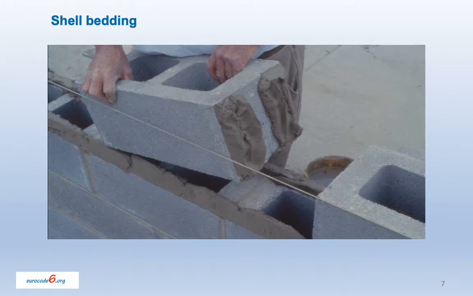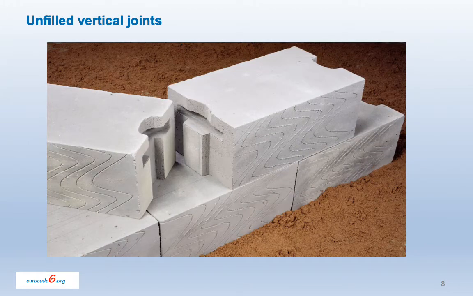Here, two core hollow blocks are being laid using shell bedding in which the mortar joint is not continuous through the thickness of the wall. Design information is provided in Eurocode 6 for this form of construction, although in the UK, masonry is invariably laid with a full bed of mortar. In parts of Europe, it is not usual to fill the vertical perpend joint with mortar, and this is reflected in some of the limiting values in the code.